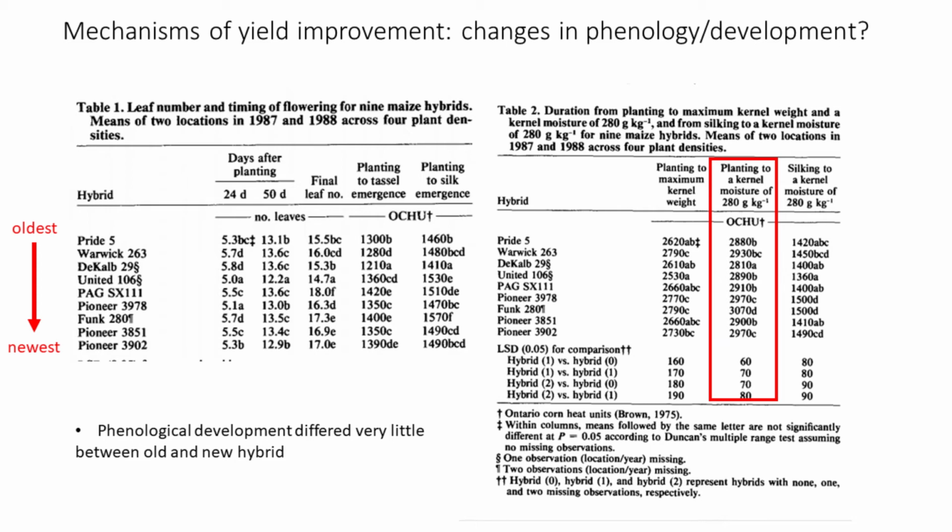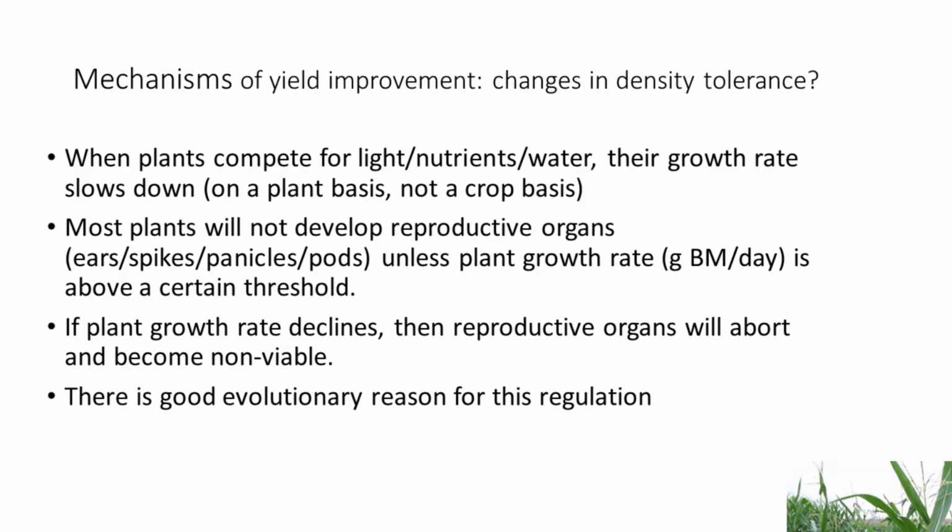But Tolinar also breaks down the OCHU accumulation, the amount of heat that crop needs to experience to move from silking to maturity. So basically, the duration of reproductive growth. And again, there might be something going on here. There's some differences statistically, but nothing consistent. So let's move to our third potential avenue for yield improvement, which is changes in density tolerance.